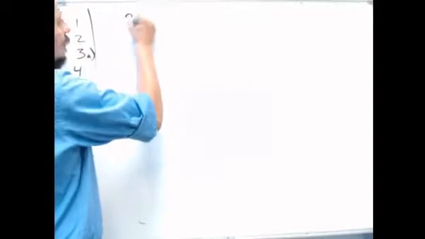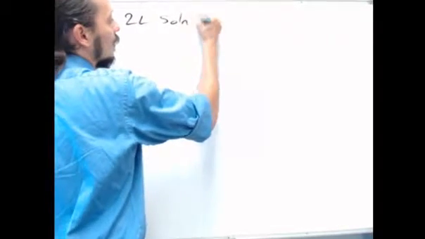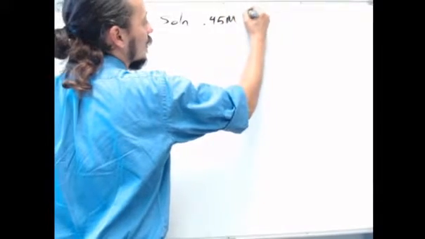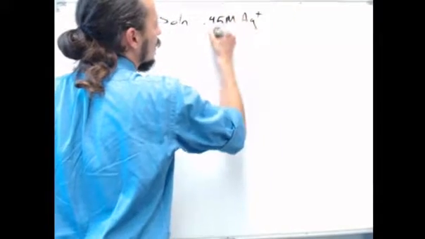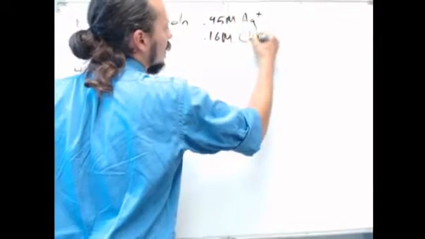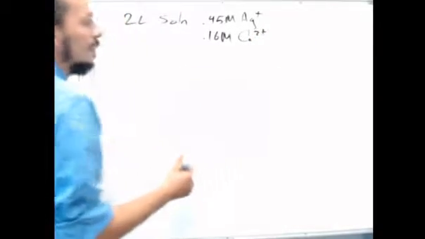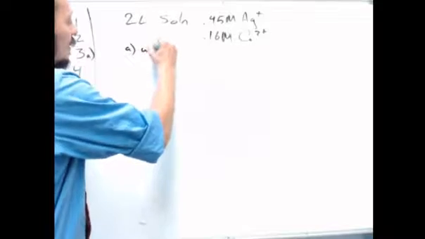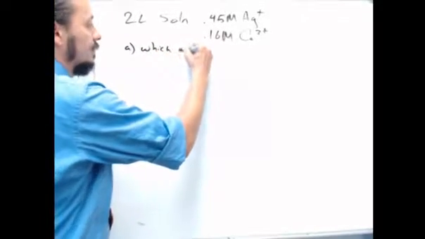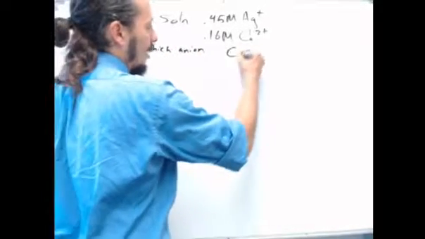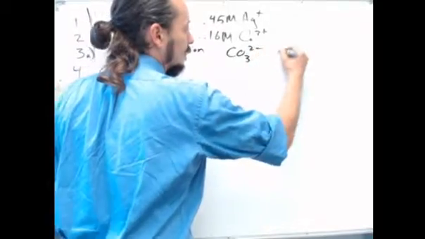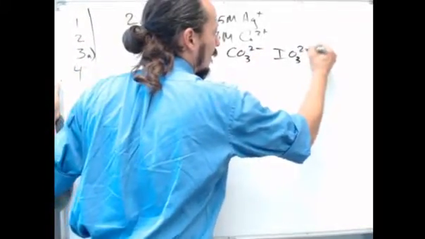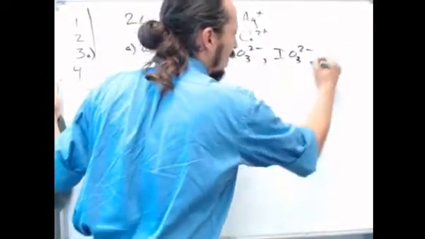In a 2-liter solution with an initial mixture of 0.45 molar silver ion and 0.16 molar calcium ion, for the first part: which anion would be best for separating the two compounds between carbonate, iodate, and phosphate? Explain your answer and state which will precipitate. Carbonate, iodate, and what was the other one? Phosphate?